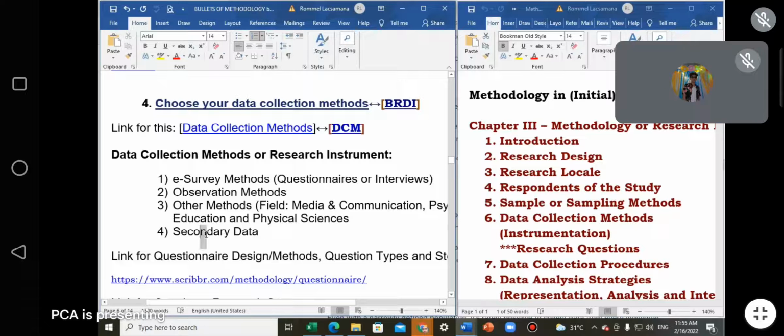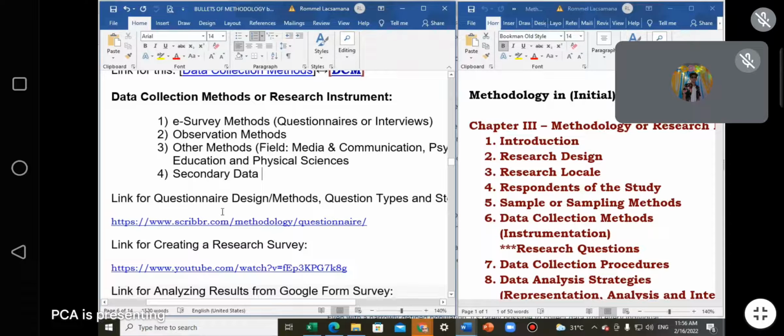So your secondary data, by the way, will be just the related literature. Even if it's not about grade 10, if you cannot search about grade 10, sige, search about the other level. You can use those as secondary data. The related literature, get some data there. So that's short. And then let's go here.